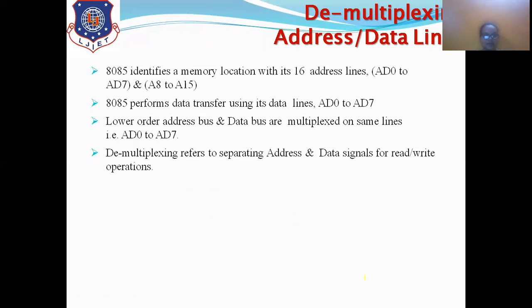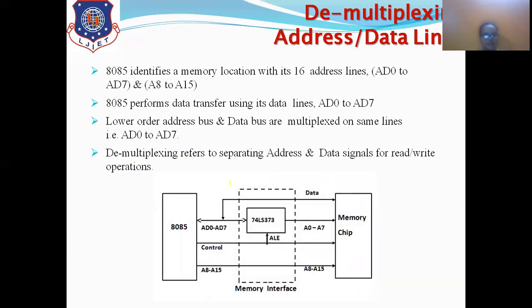Now, how does the data bus and address bus, which is the lower order address bus, get demultiplexed? First of all, 8085 identifies a memory location with the 16-bit address lines, that is from AD0 to AD7 and A8 to A15. Now 8085 performs data transfer using data lines AD0 to AD7, and the lower order address bus and data are multiplexed on the same line. So we need to demultiplex this address bus and data bus for read and write operations.